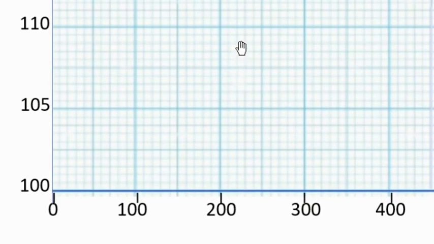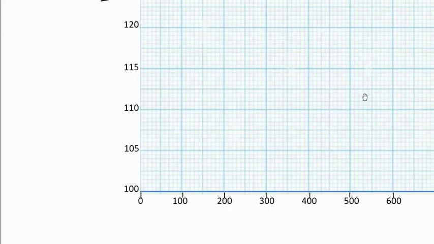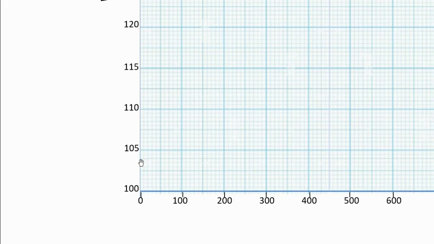On our time axis, it's a different scale. Here we have 100 seconds divided into 10 parts. So each of the smallest divisions on this time axis is representing 10 seconds. So now we have our scales. We're going to plot the points. First point, at time 0, the volume is 104 milliliters. So at time 0, we're going to 104 milliliters.